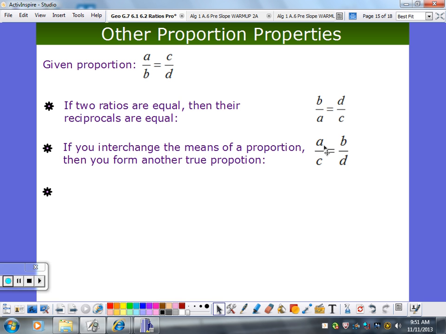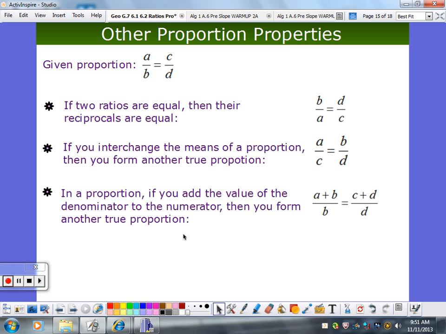What else could I swap? You could swap the extremes as well if you want to. Put the D here, put the A here. It's still going to be an equivalent proportion. This one's a little wild at first. In a proportion, if you add the value of the denominator to the numerator, then you form another true proportion. What? How come? Look what I did here.